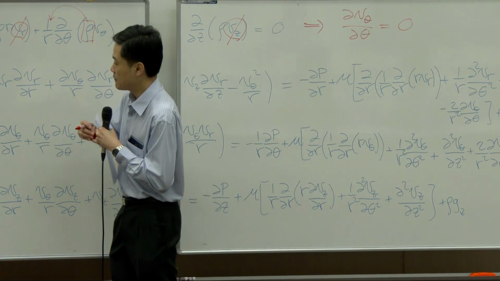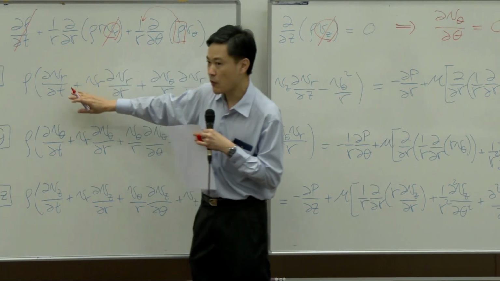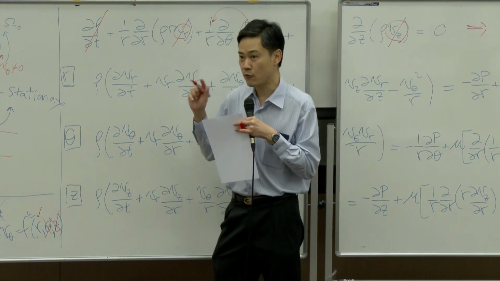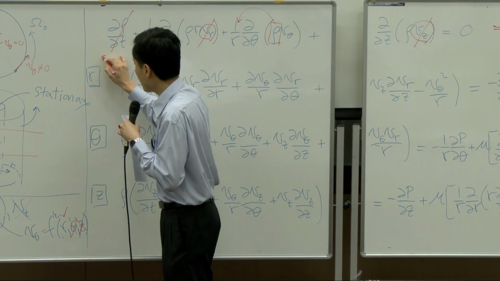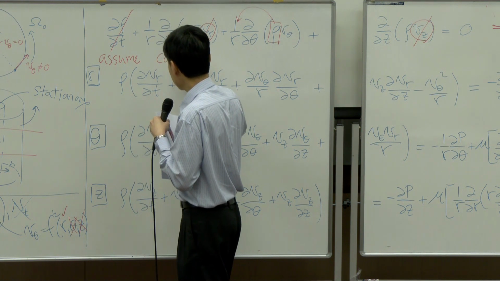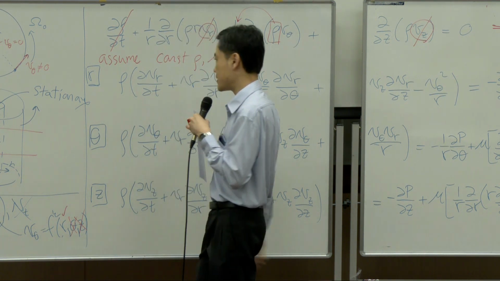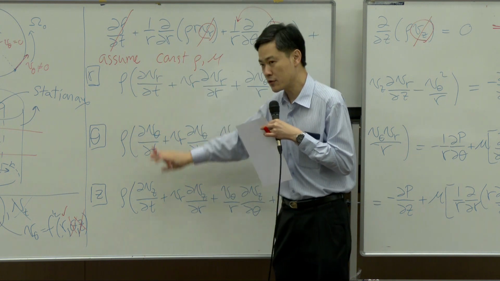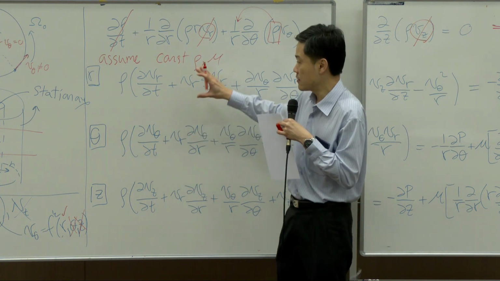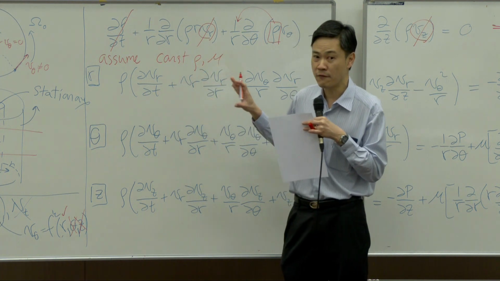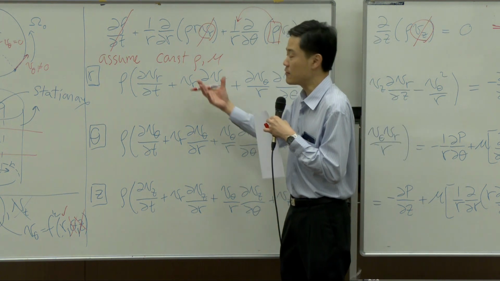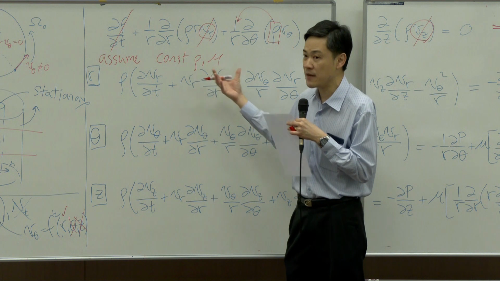Then you start with the Navier-Stokes equation. In order to use these 3 equations, you have to already assume constant density and constant viscosity before you can use them. Remember, Navier-Stokes equations are applicable only for incompressible fluid. Not only incompressible, it must be Newtonian fluid as well.